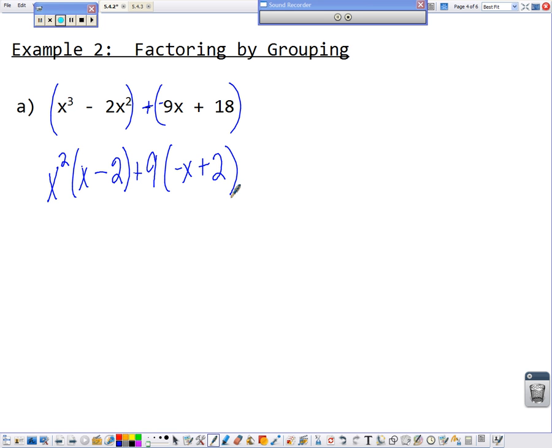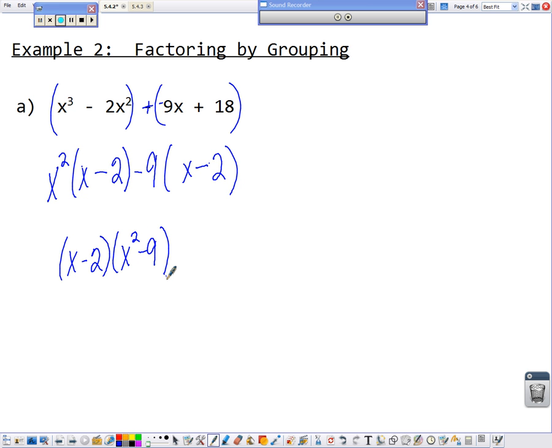So in order to correct that, we're going to make this a positive 9, or, I'm sorry, this positive 9, we're going to make this a negative 9. And by making that a negative 9, then we can actually change this sign, and we can change this sign. Okay? So now I have an x minus 2, x squared minus 9.